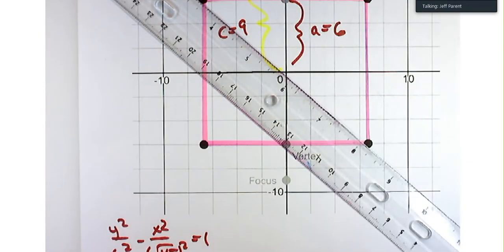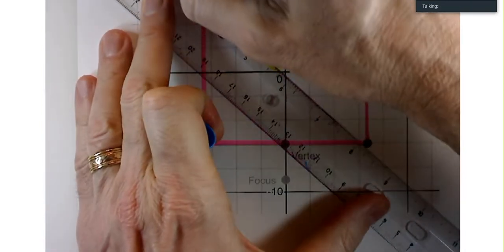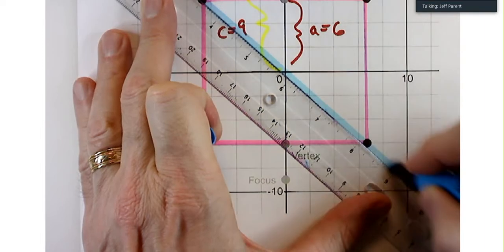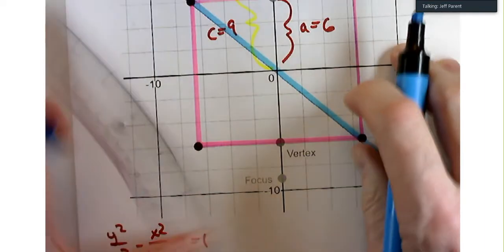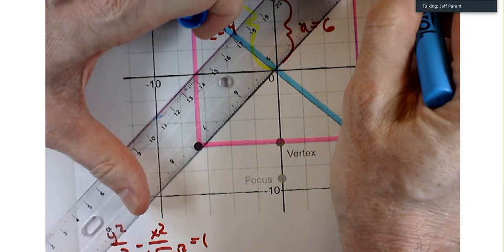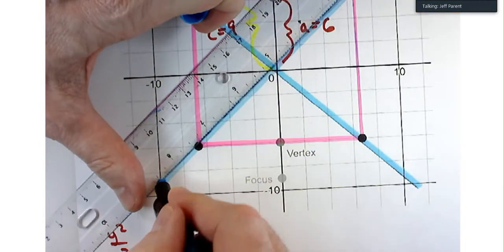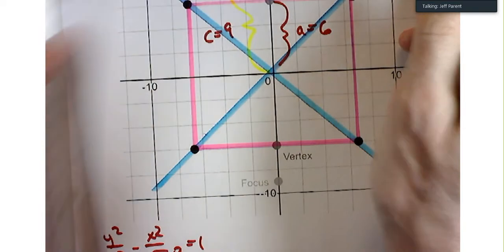And let's see, I want to use a different color. We'll do blue. The diagonals should go directly through the center of your rectangle, or say center of your hyperbola. If they don't, check and see if you made a mistake somehow in drawing your rectangle.